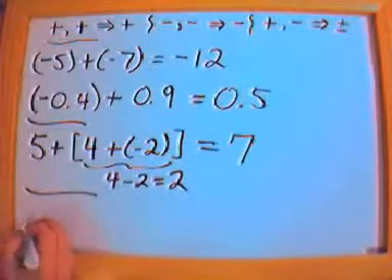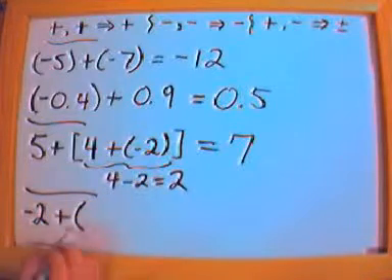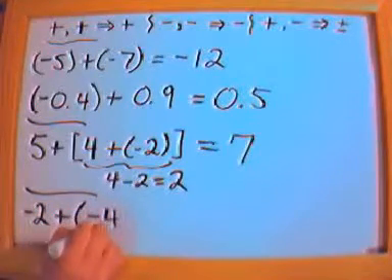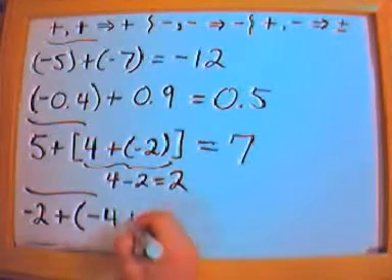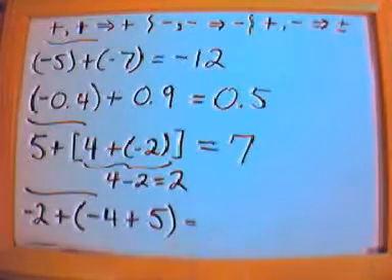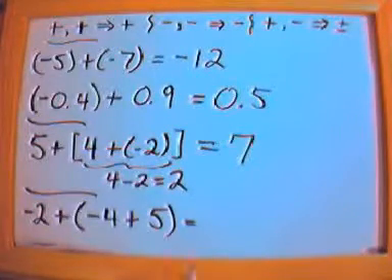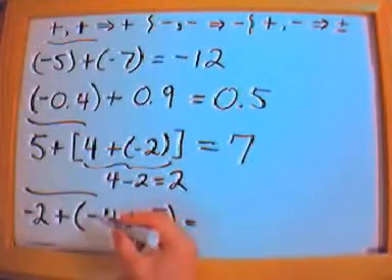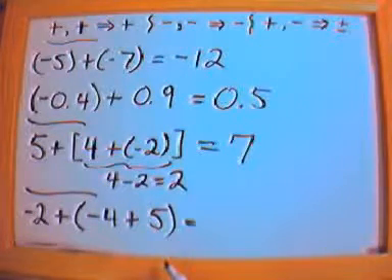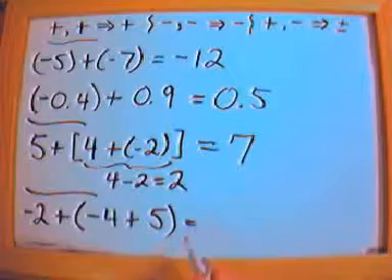Okay, let's say we have -2 + (-4 + 5). What is this equal to? Well, we want to deal with the parentheses first. We've got a negative and a positive we're adding together, and so we're going to use the sign of the bigger number. The bigger number is 5, so the answer is going to be positive.